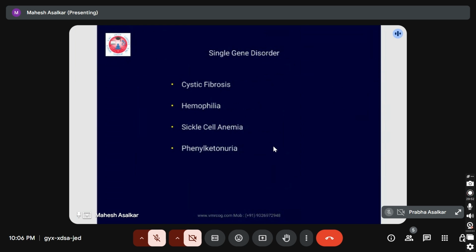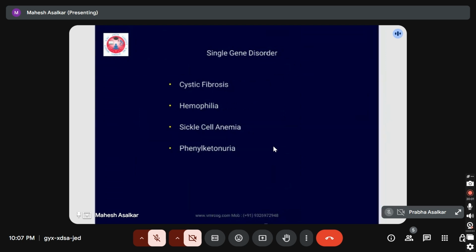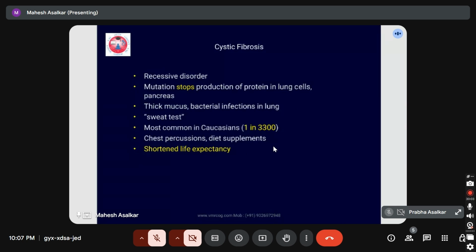Now coming to the single gene disorders, in which you have cystic fibrosis, hemophilia, sickle cell anemia, and phenylketonuria. Okay, coming to cystic fibrosis, it is an autosomal recessive disorder. Mutation stops production of protein in lung cells and pancreas. There is a thick mucus and bacterial infections in lung. There is a sweat test for the diagnosis.